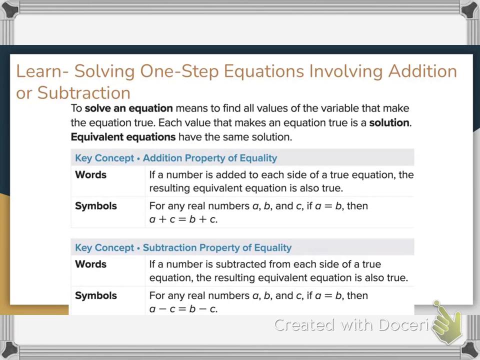The second one is very similar, just using subtraction. Subtraction property of equality. If a number is subtracted from each side of a true equation, the resulting equivalent equation is also true. So if I have A equals B, if I subtract C from one side, I've got to subtract C from the other side as well to keep it true. Any questions on my addition or subtraction properties of equality for solving equations? How do I feel about that so far? Good? Okay. Can I move on, or do I need to give you a little more time? For time's sake, I am going to go ahead and move on. Once again, these properties are direct from the textbook.